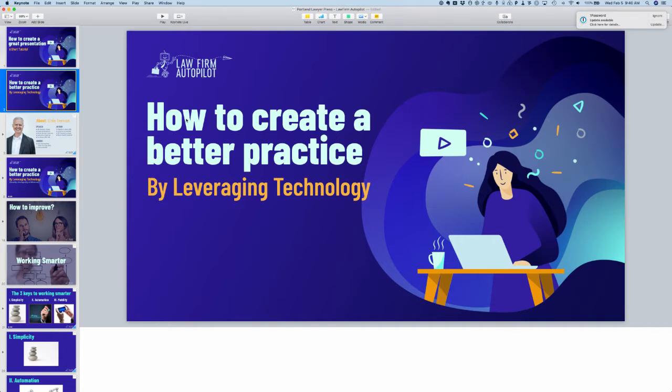And then what I'm really going to be teaching people is how to create a better law practice, but I'm going to leave out the word law because there's no need to put that in there. And then the key is by leveraging technology. So that I have in a different color because that's kind of drawing attention to the fact that that's how this is going to work.